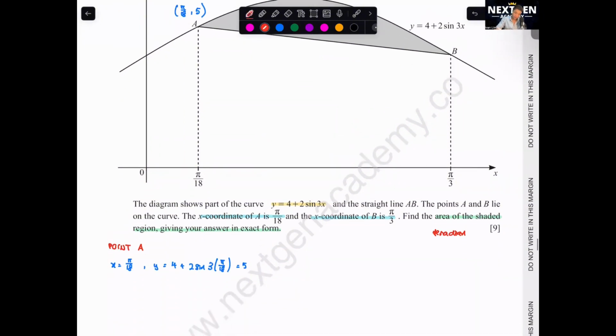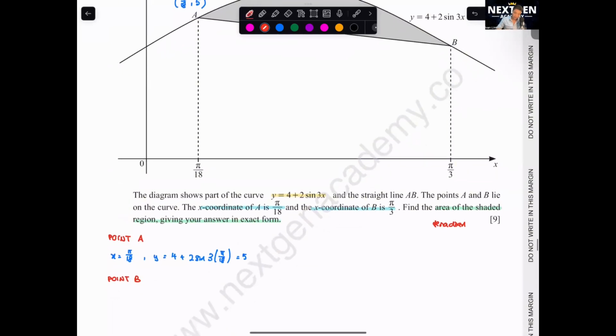Okay, the next one. Point B. X is pi over 3. Y equals 4 plus 2 sine 3 pi over 3, which is 4. Okay, so here the point is pi over 3, 4.